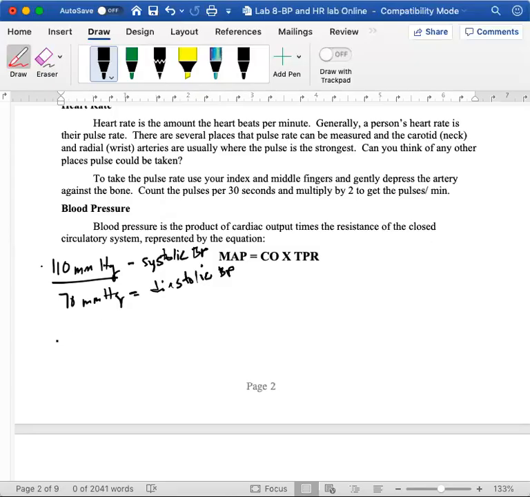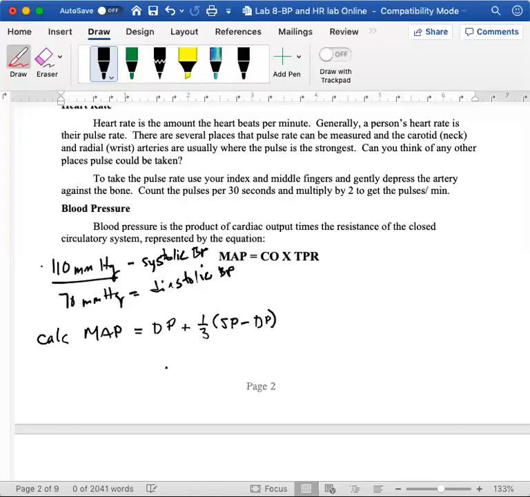So let me go over the calculation first, and then I want to go over the theory behind it. So the calculated MAP. Why do we want to calculate your mean arterial blood pressure? To calculate MAP, it is diastolic pressure plus 1/3. And there's another way to learn this. If you know the other way, that's fine. Diastolic pressure plus 1/3 systolic pressure minus diastolic blood pressure. This is actually pulse pressure.